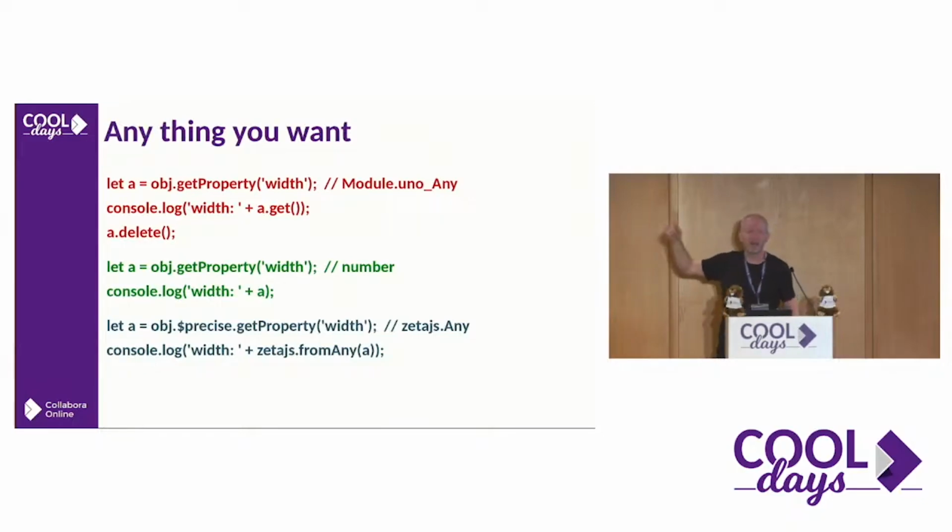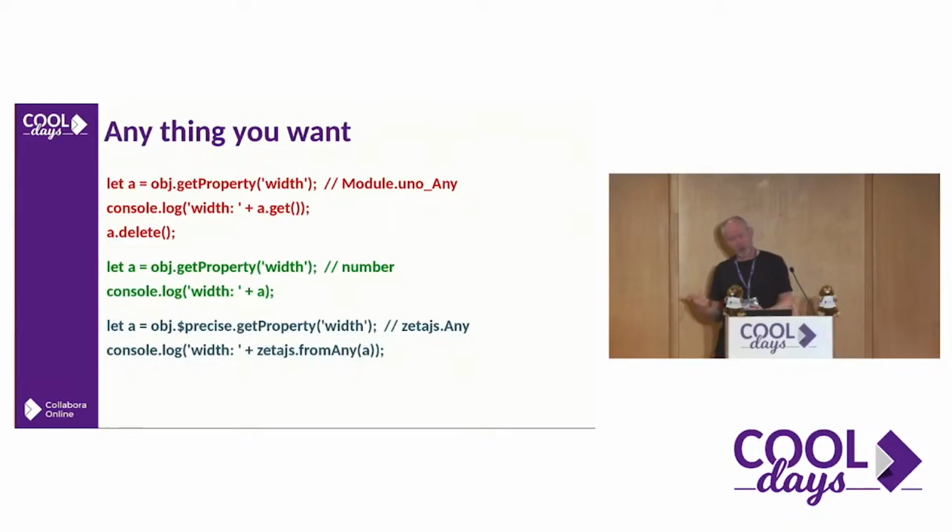And when you're done with it, you need to do this delete to tell the JavaScript side that it can tell the C++ side that we are done with this object. If you would then call another get on it afterwards, disaster would ensue. The green one is the nicer zetajs or cool.js binding around it. You just get something, some A, and it is actually a JavaScript number. You don't have to do any guesses there. You can just use it as you go.